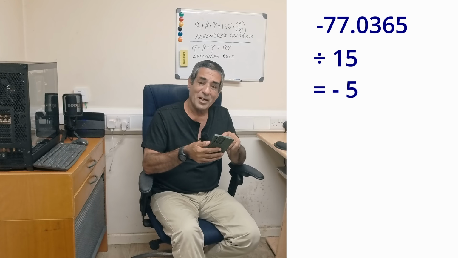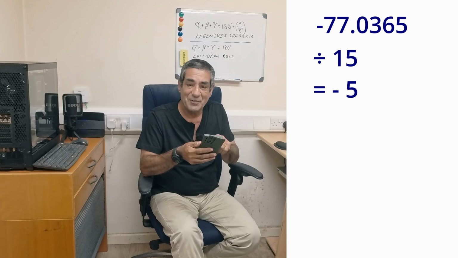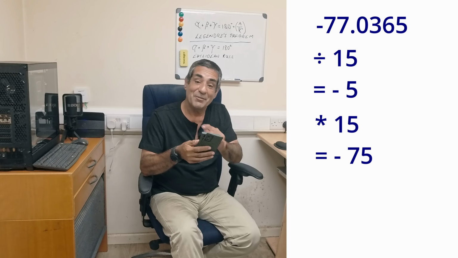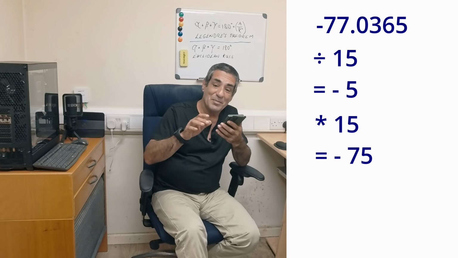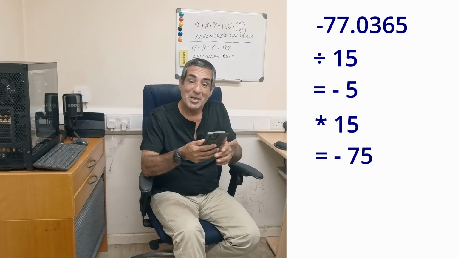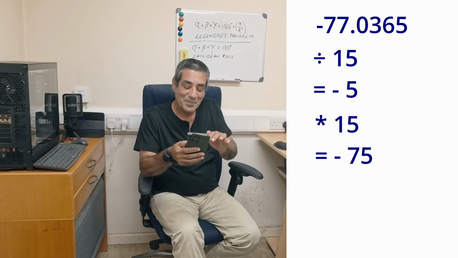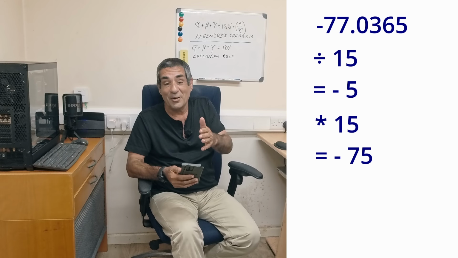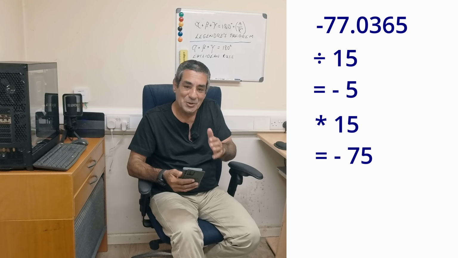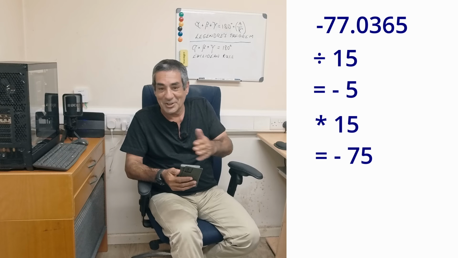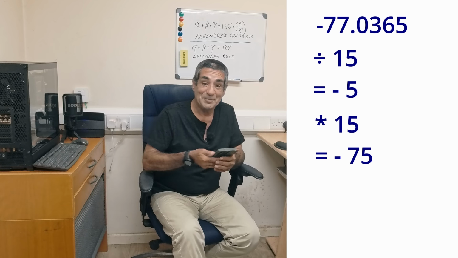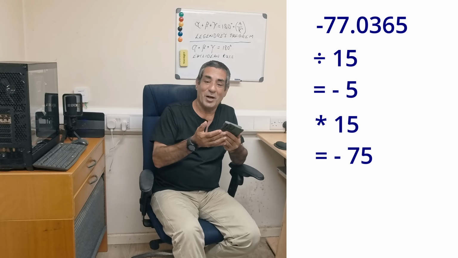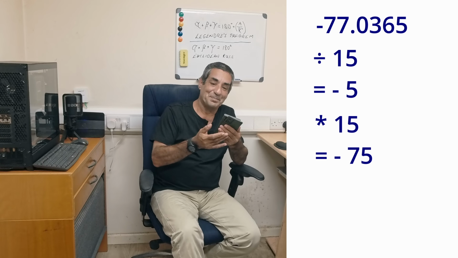Now, multiply that minus 5 by 15, and you get 75. Now, sorry, you get minus 75. Because it's a negative number, the official center line for your time zone, where you are now, is 75 degrees west of Greenwich in London. Okay? So now we know where you are and which time zone you're in.